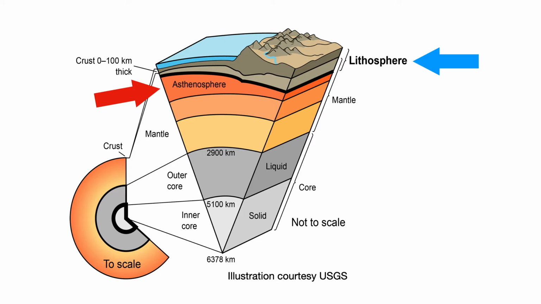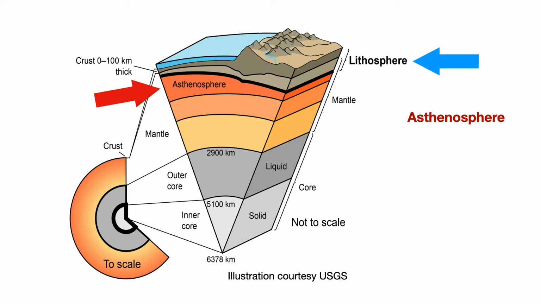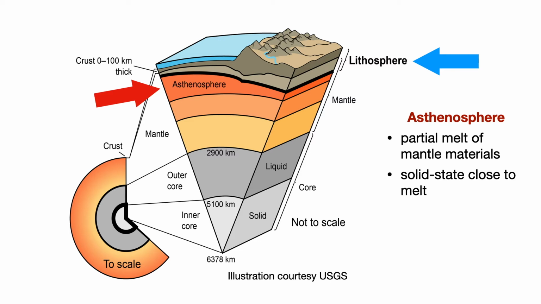The asthenosphere is commonly shown as a low seismic velocity zone, as observed globally in many studies. However, the origin or nature of this low velocity zone is not clear. There are a few key mechanisms being proposed, including partial melt of metal materials, solid state but close to melt, or the consequence of the presence of volatiles.